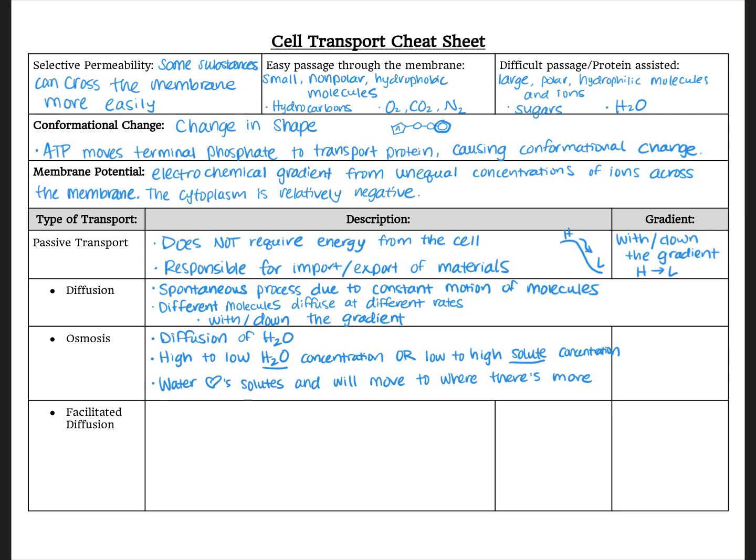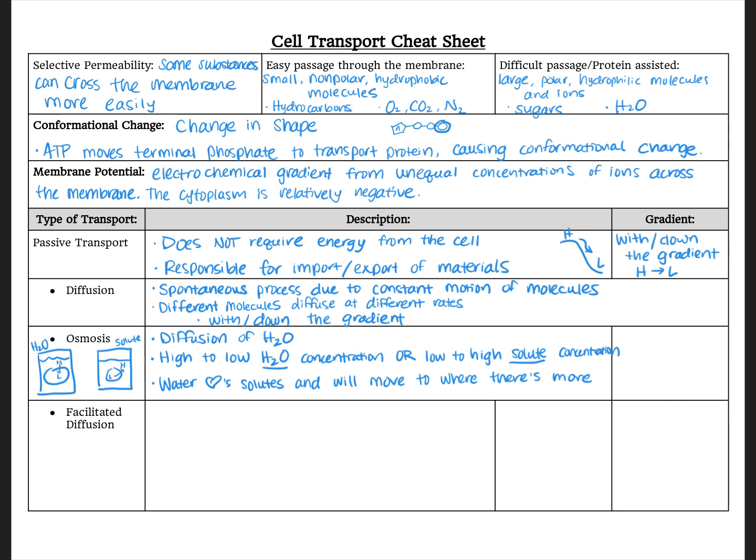So if you have a container, let's say here, and there's a higher concentration of water outside than there is inside, water will move from high to low water concentration. However, if the opposite is true, and we have, so this would be for water, and you don't have to draw these. If for solute, if we have a high solute concentration outside and a low solute concentration inside, water will move from low to high. So it's going to follow wherever the more particles are.